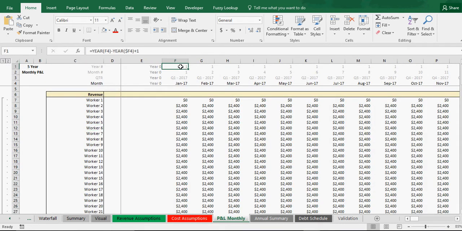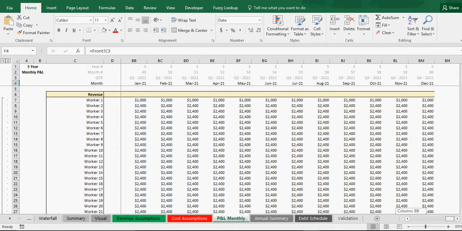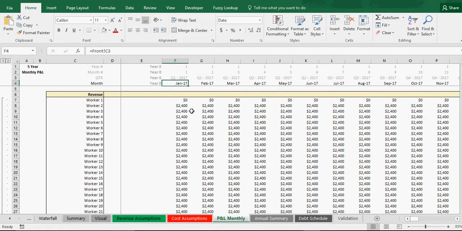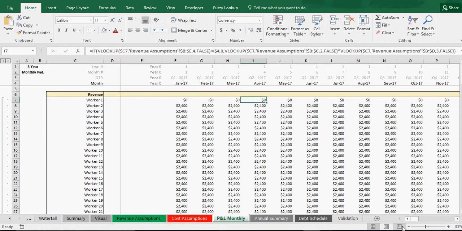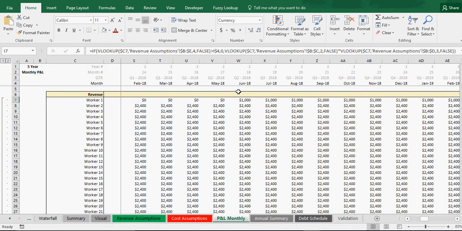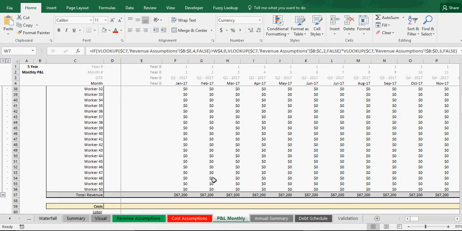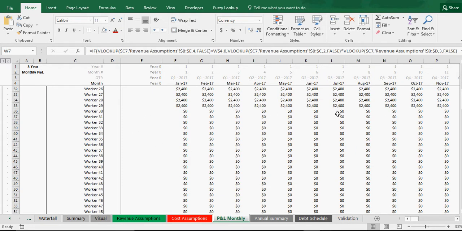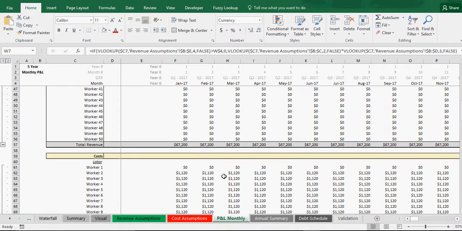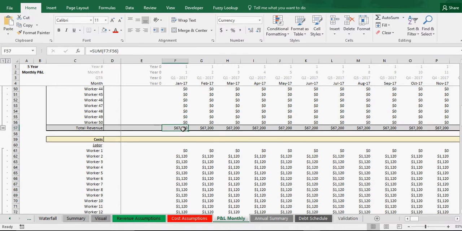So this shows your year number, month number, quarter, and then the actual month goes out for 5 years. And you got your revenue per worker. You can see here we made that worker not start until June of 18. You can see right there the logic works. The revenue doesn't start till we assigned it in the table. So perfect. Then with these workers who don't have any start date, that's zero. Great. Sounds good. Then you got your total revenue.